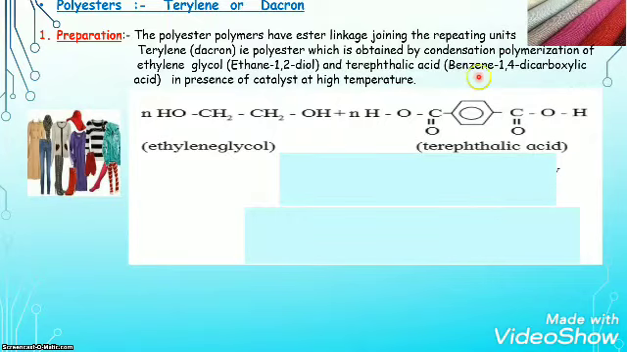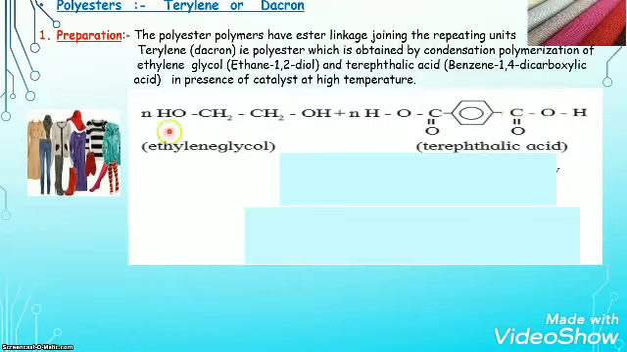The next monomer is terephthalic acid. Terephthalic acid is benzene 1,4 dicarboxylic acid. This structure is also an easy structure. Here in terephthalic acid, benzene ring is bonded to 2 COOH groups. You can see here 2 COOH groups are bonded to benzene ring. First COOH group is present on the first position of benzene ring, while second COOH group is present on the fourth position of benzene ring.